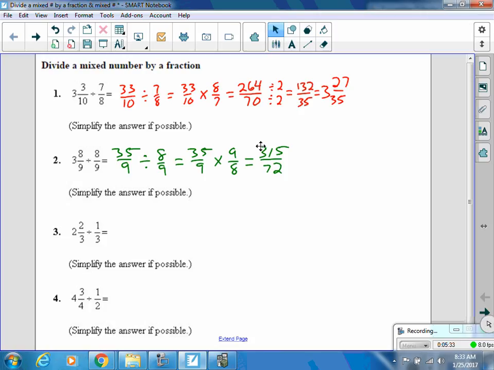All right, now you need to check to see if your answer is simplified. You can do that right now, or you can do it after you change it.